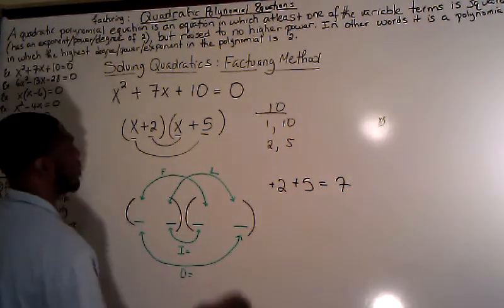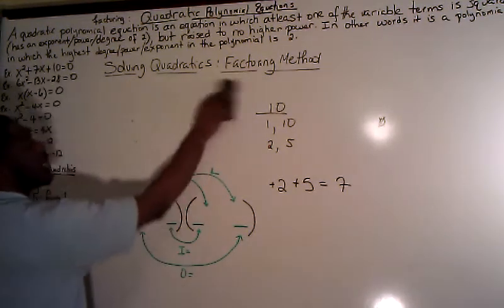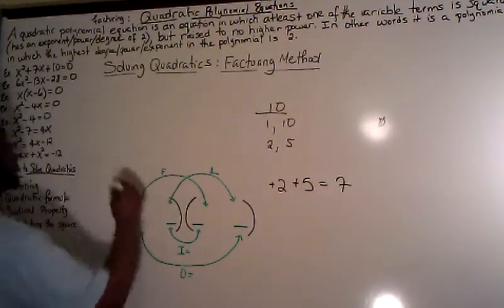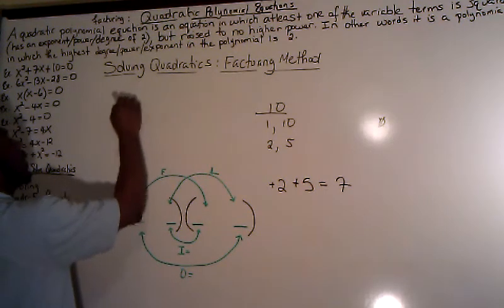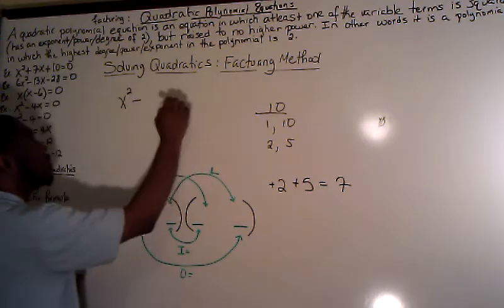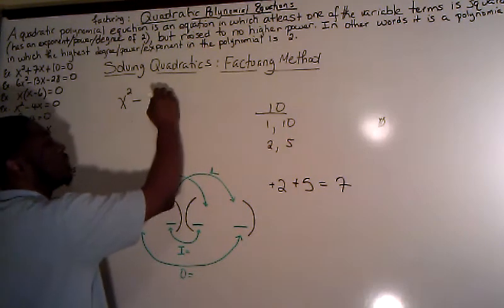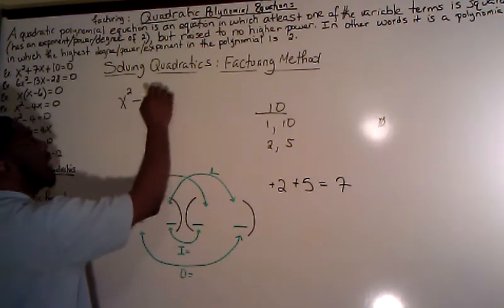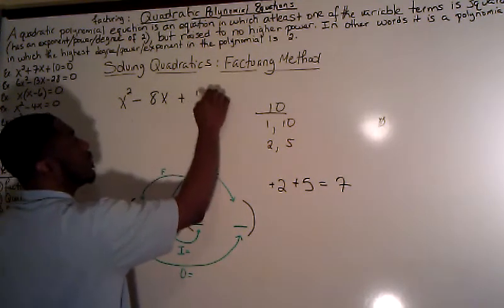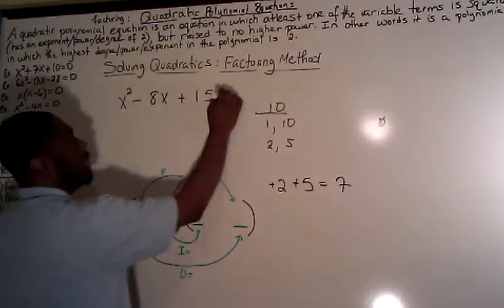Let's look at another example here, and then we're going to discuss some sign rules. I got some tips for you so that you see what the sign rules are. Let's say we have here x squared minus 8x plus 15. Now we want to factor this. It equals 0.